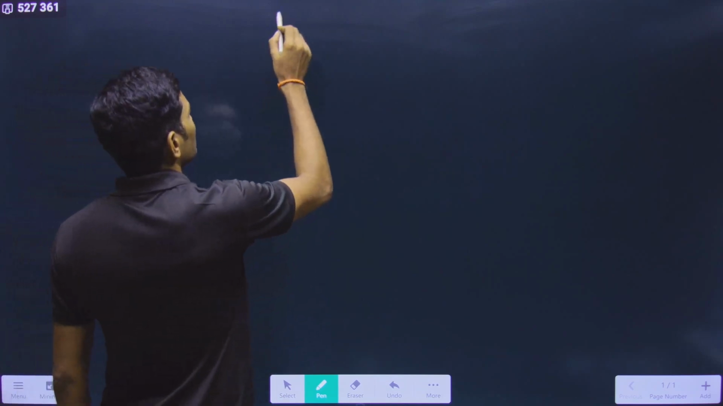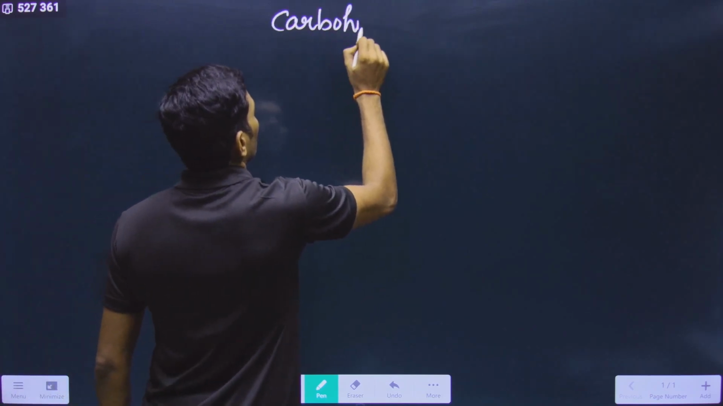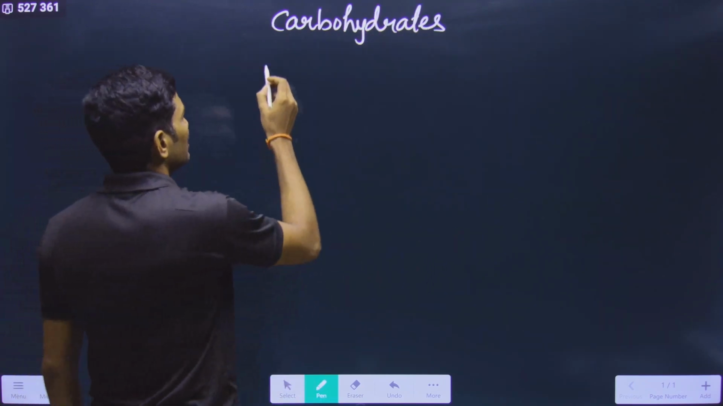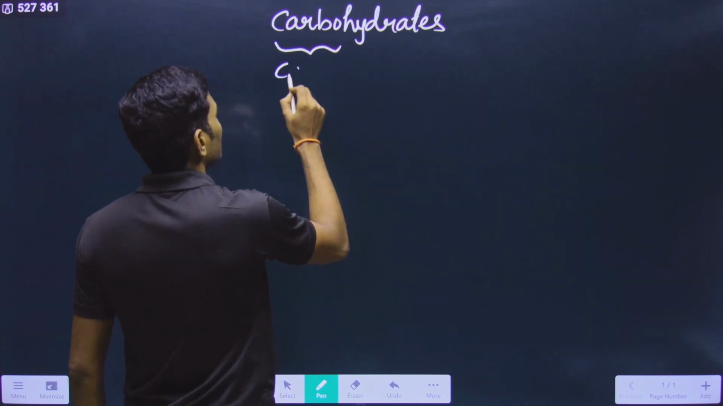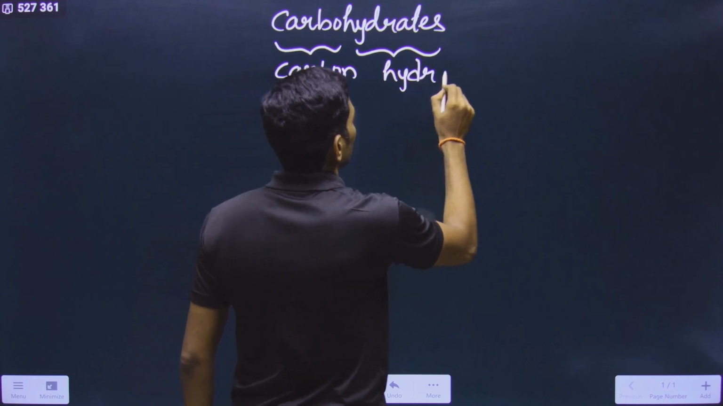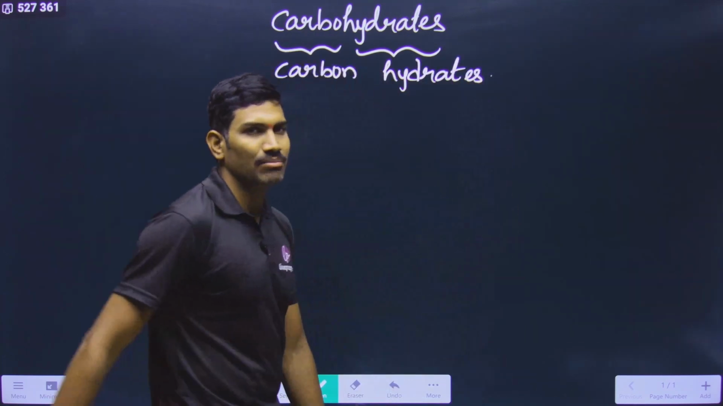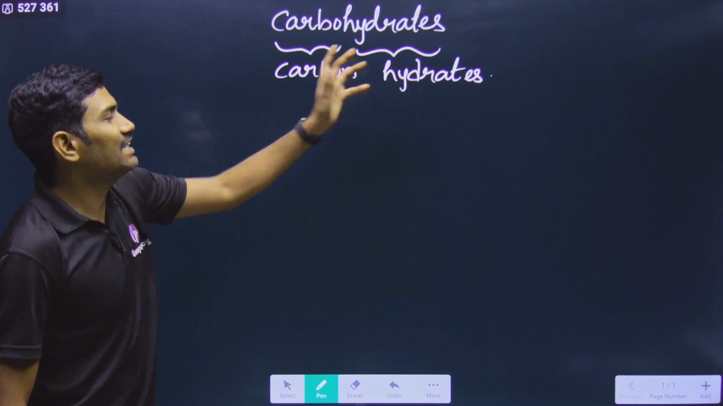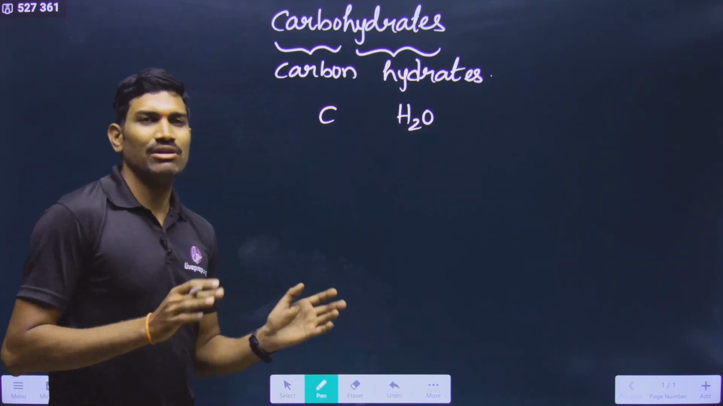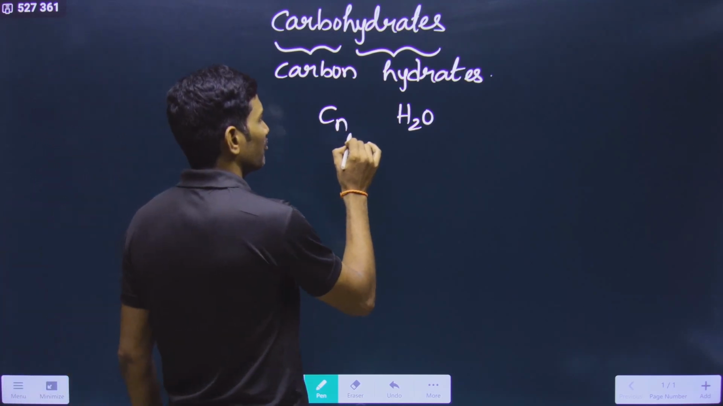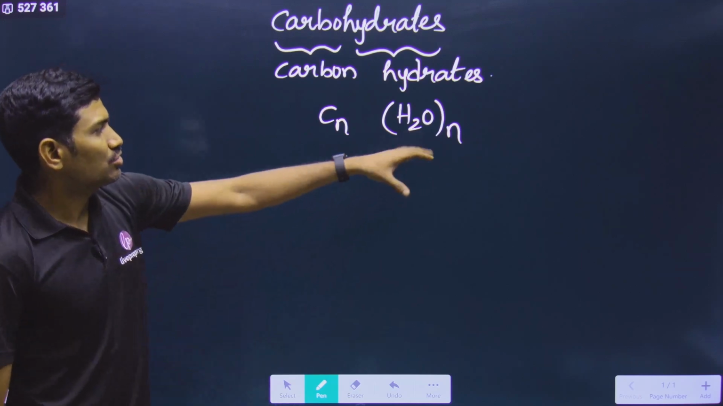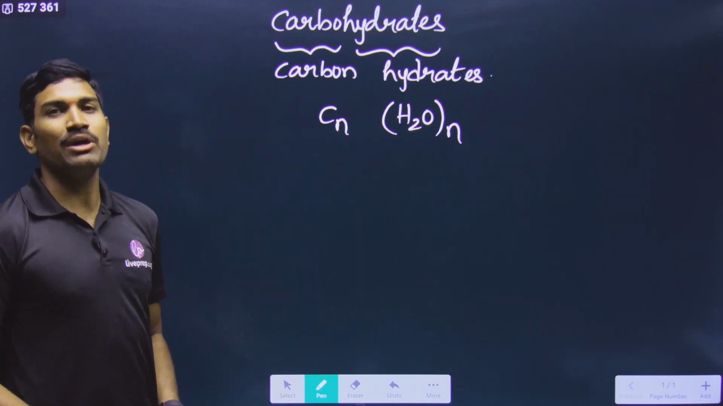So generally, what are these carbohydrates? Carbohydrates. Initially, when they gave this molecular formula, what they did, they made it as carbon hydrates. So that means they gave the molecular formula keeping in view that they are the hydrates of carbon. This is the carbon. Hydrate means what? Water. So in this way they gave carbohydrates. So in the general formula we are generally talking like this: Cn(H2O)n. This n is the number of carbons. Based on this we are saying.